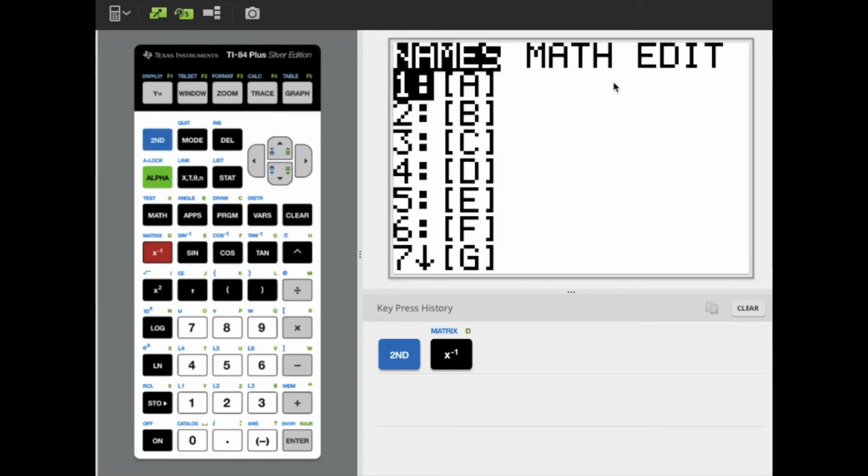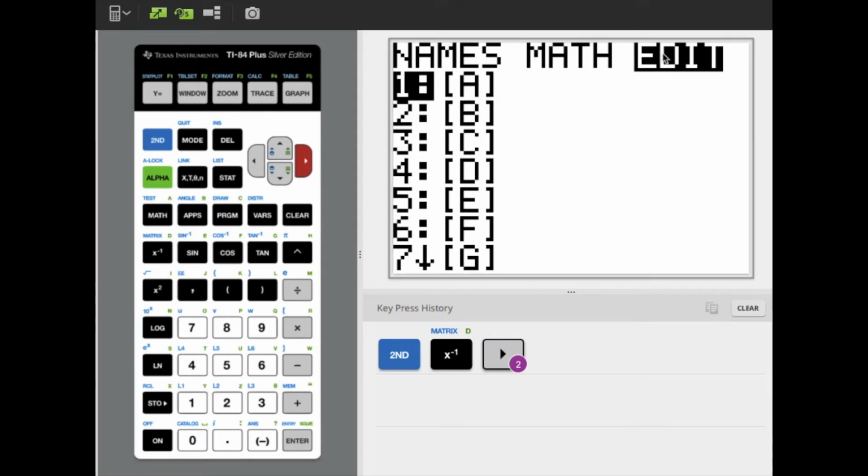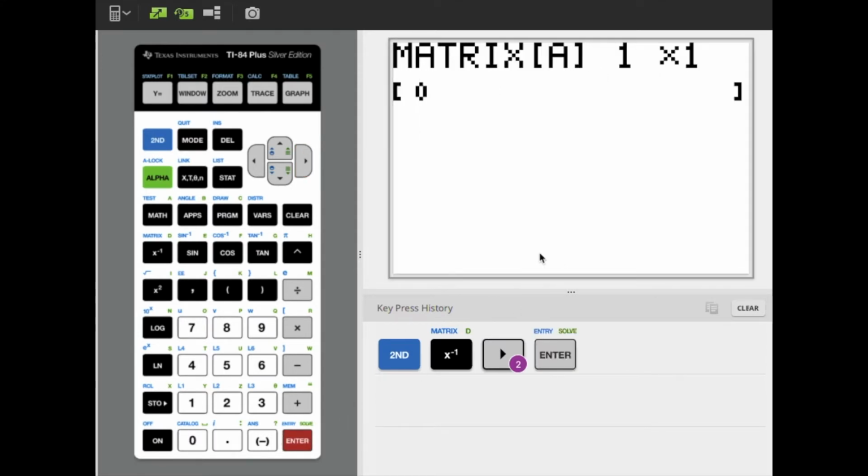You have the names of matrices, math, and edit. You can obviously input multiple matrices in here if you want to, but right now we're going to input one in edit. So scroll over to edit using your arrows. Once edit is highlighted, we want matrix 1, so let's press enter, and we're going to input our matrix A here, which is a 3 by 3.